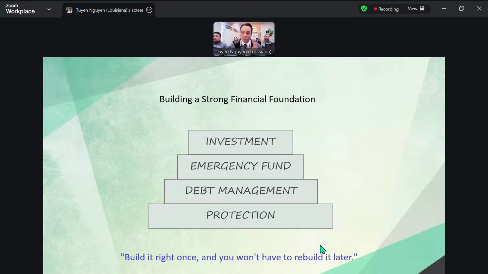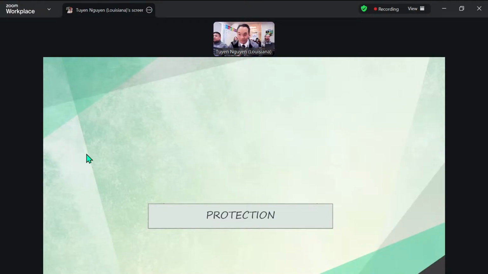If you build it right from the beginning, hold on one second. I had to move something on my screen. If you build it right from the beginning, you build it right once, you won't have to rebuild it later. So build it right. All right, do you see my screen change? Thumbs up if you see my screen change. I just want to make sure.